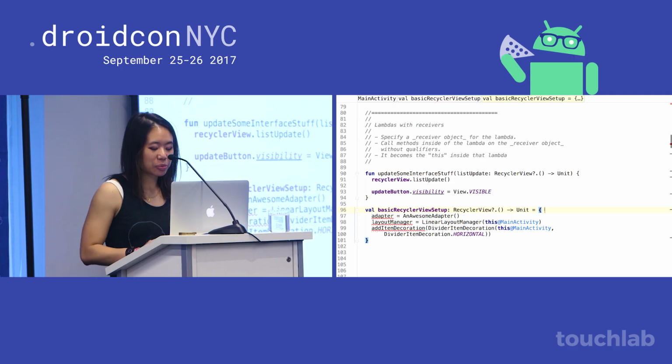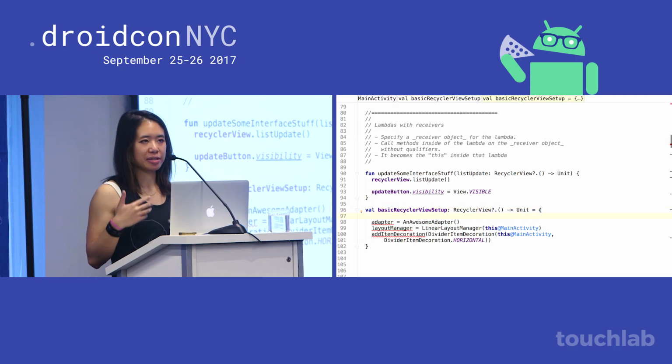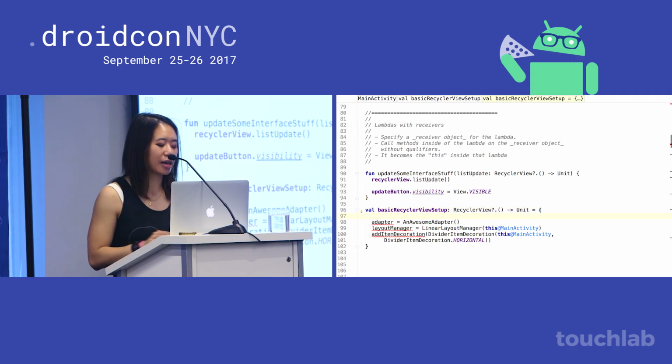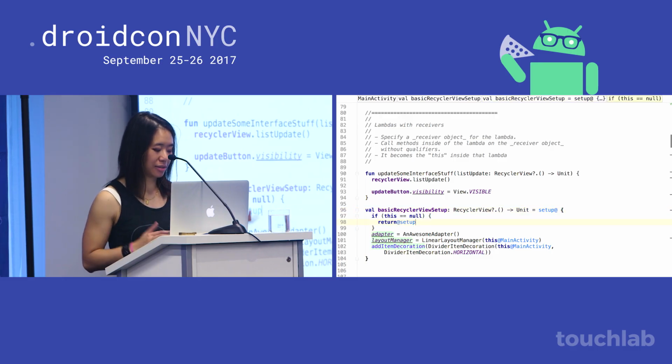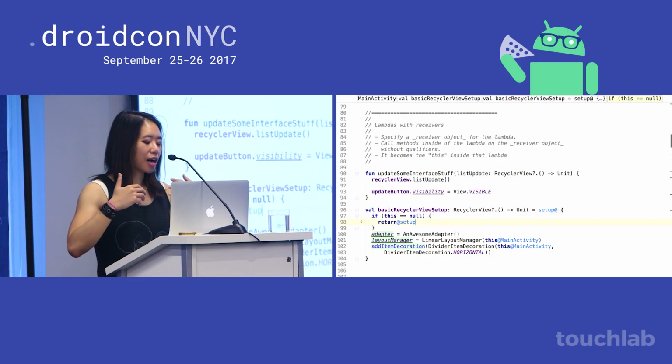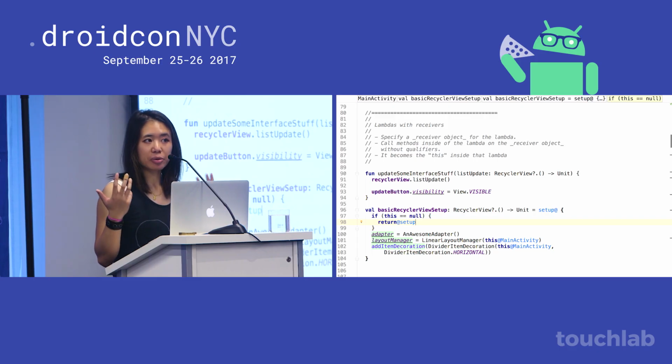So if I have a nullable type, say for some reason maybe my recycler view isn't there, maybe it's in a view stub or something, I can actually do a null check on this. If I want to return from a lambda, I have to give it a label, and I could even short circuit it if for some reason my this is null. So again, something to be aware of: you can have nullable receiver types.